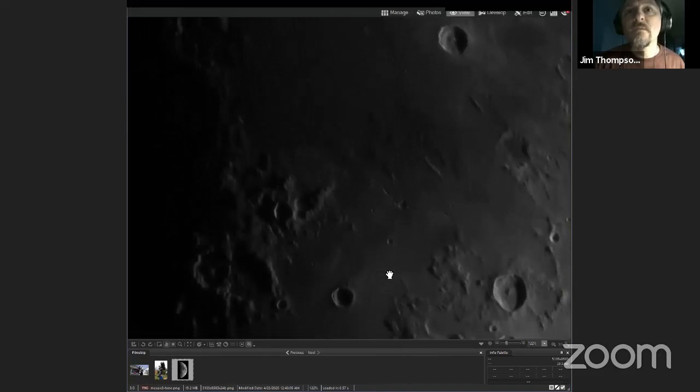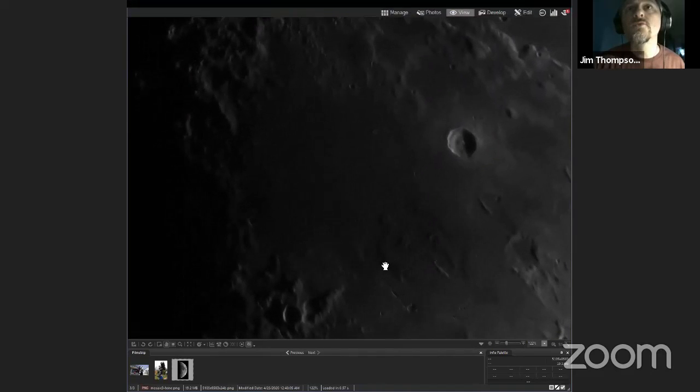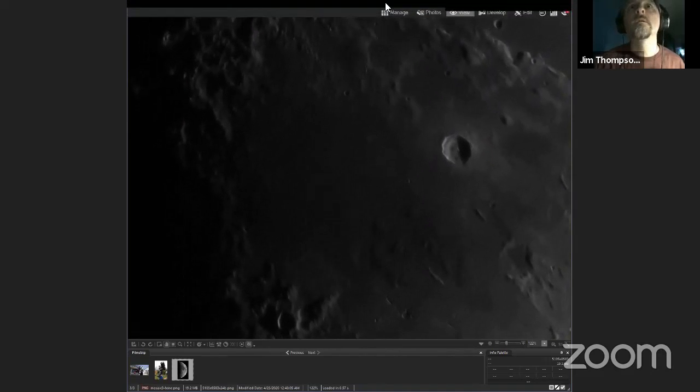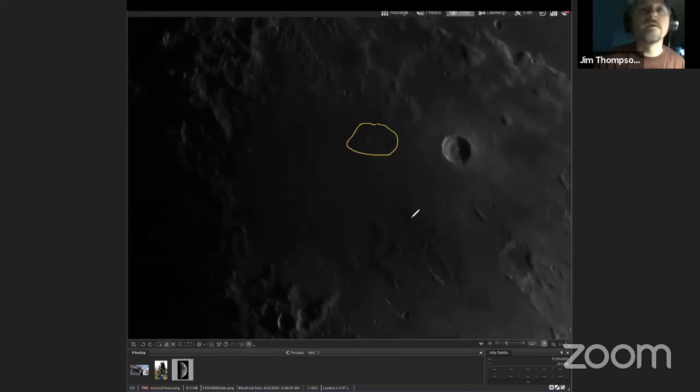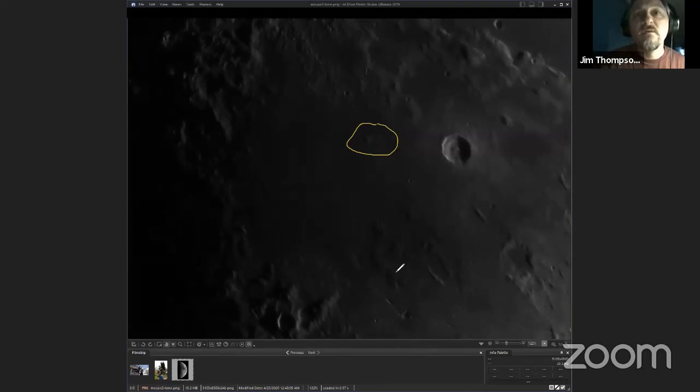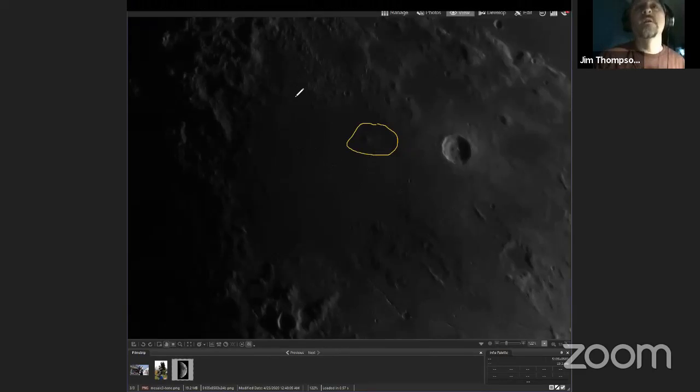Actually, there are some down here. There. Those little dimples right there are believed to be volcanoes. Okay. Not very exciting, but there are actually more impressive examples of volcanoes on the moon.